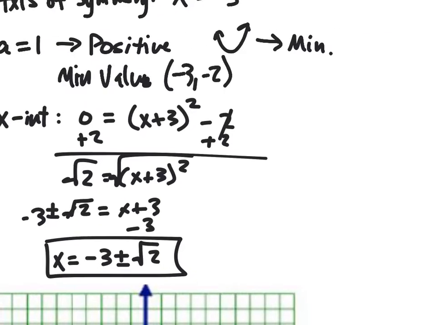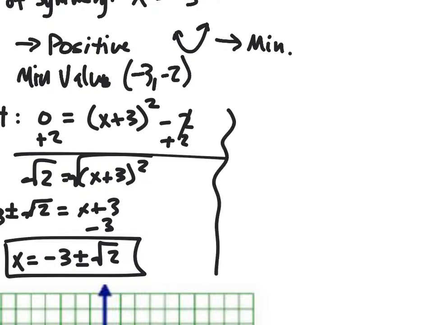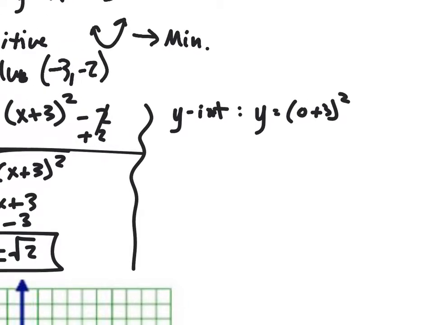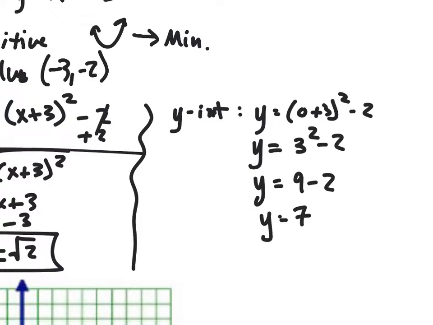The other thing I want to find is my y-intercept. For my y-intercept, I want to let x equal 0 and solve for y. So I've got y equals 0 plus 3 squared, and then minus 2. This is 3 squared minus 2, which is 9 minus 2, which gives me 7. So the y-intercept is going to be the point 0, 7.